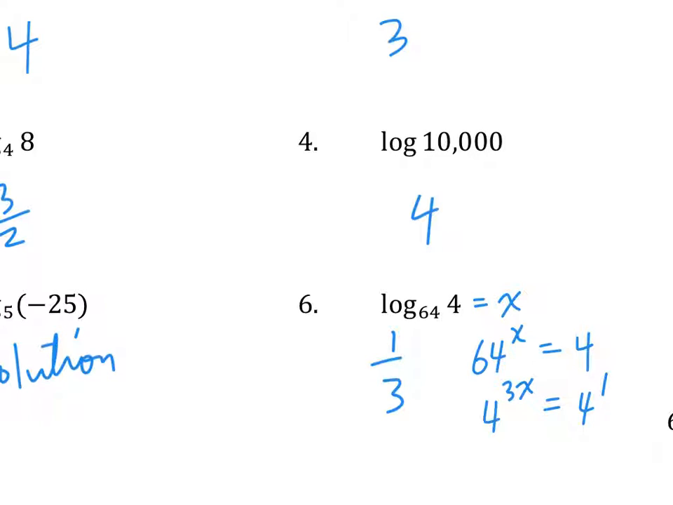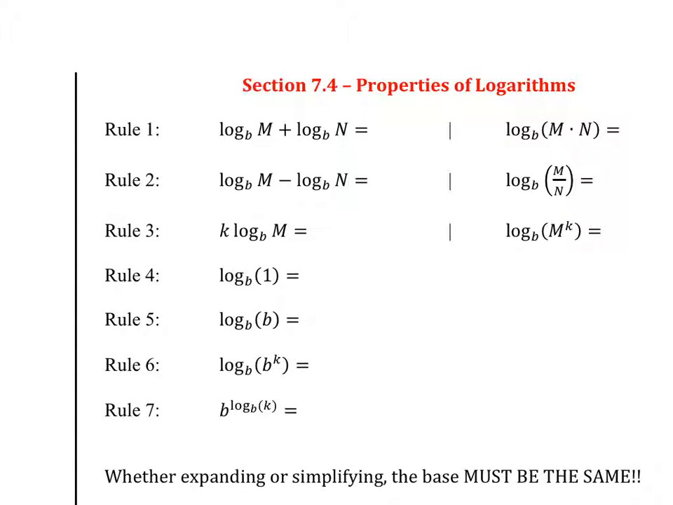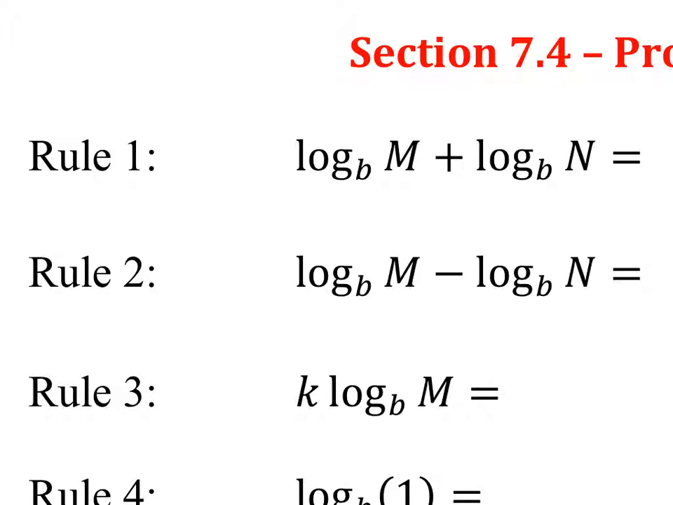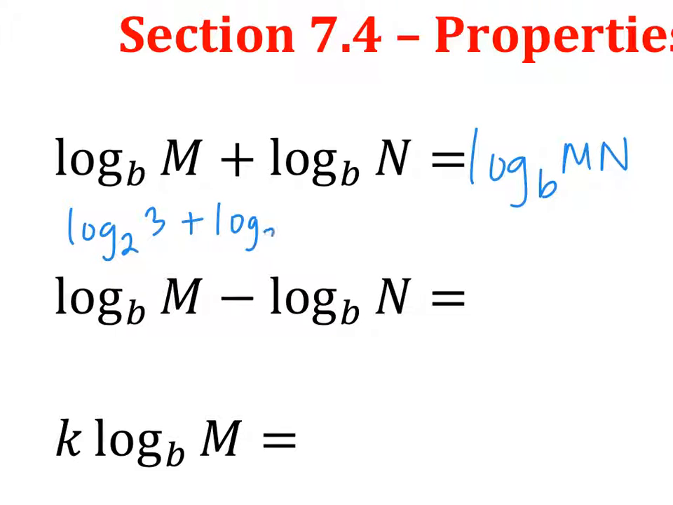We're going to apply what we know about logs and use some more log rules. We're only going to go through the first part of 7.4. Rule number 1 of logs: if you have two logs with the same base and you're adding them together, you can simplify them to log base b of m times n. For example, log base 2 of 3 plus log base 2 of 5 becomes log base 2 of 3 times 5. If you add two logs with the same base, you just multiply the numbers inside.